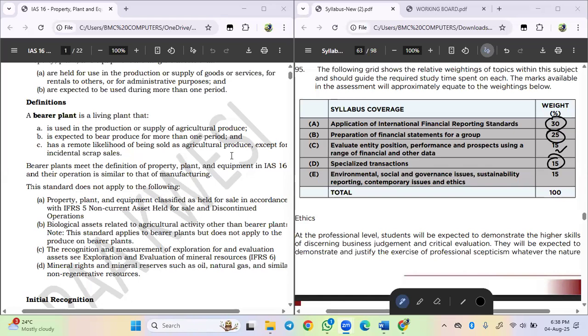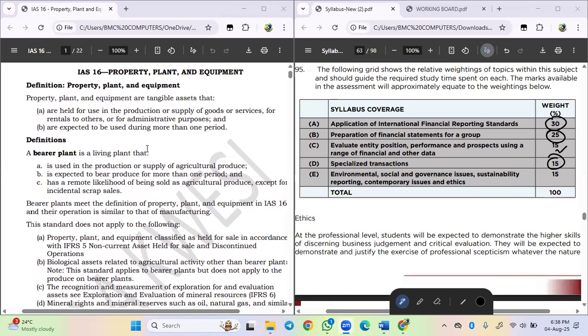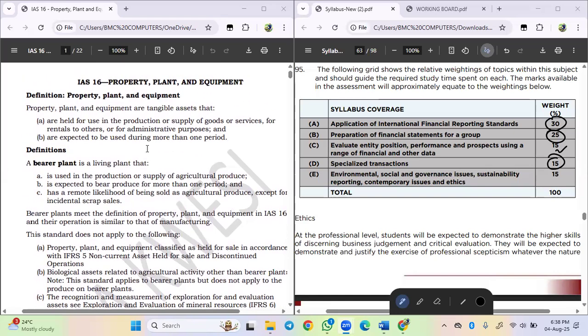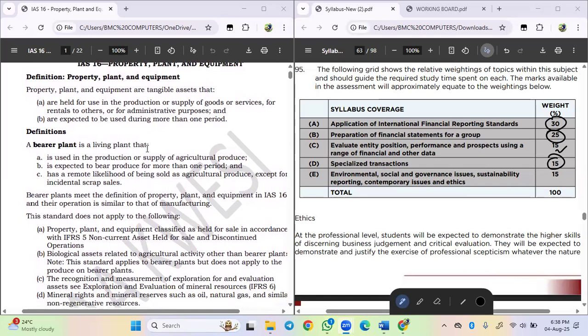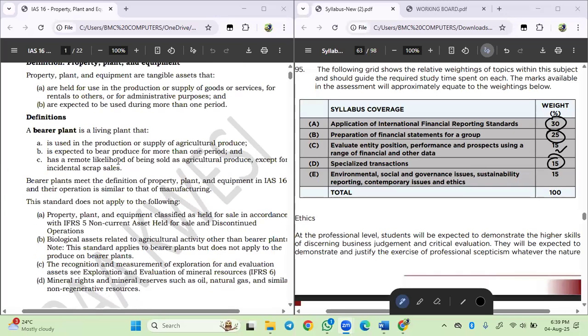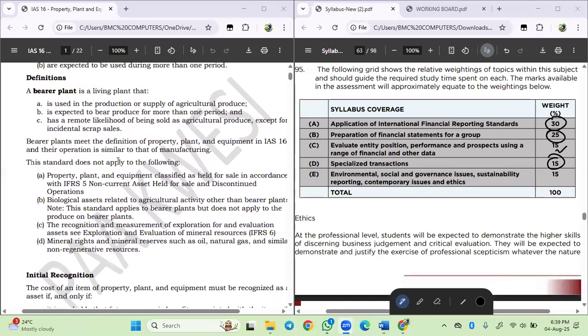Okay. So we start with PPE, the definition and all that. That one is forever, so let's leave it out. As of now, I know you know what PPE is. Okay, they are tangible assets, right? So the definition is here, so when you get the document, you can go through it yourself.